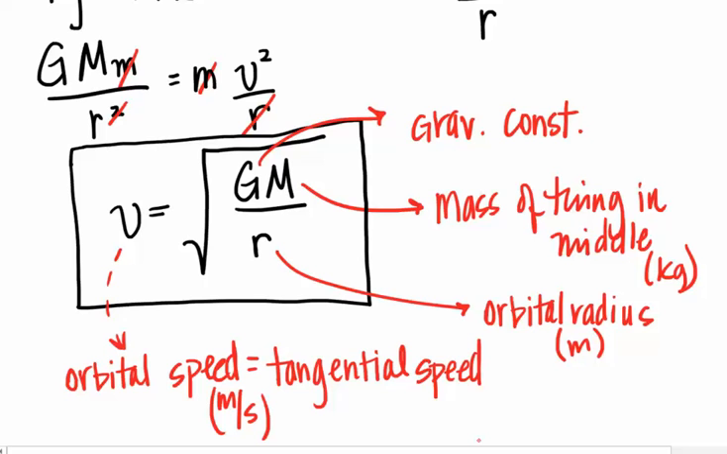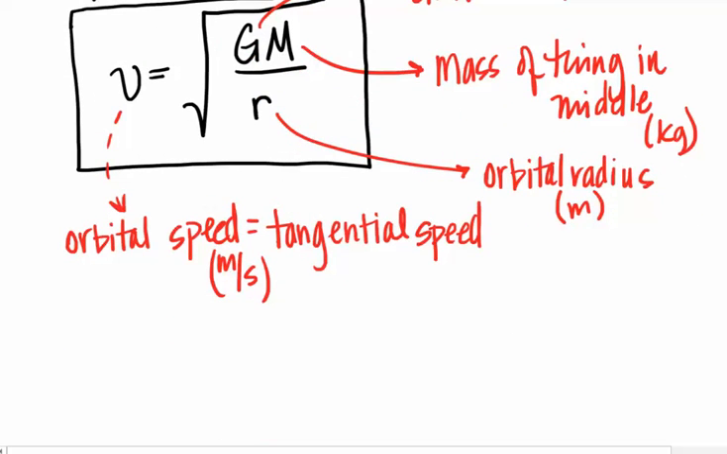And tangential speed is in meters per second. G stands for the gravitational constant. Capital M is the mass of the thing in the middle. So that's the planet that's in the middle, if you're looking at a satellite or a moon that's orbiting. It could be the sun if you're looking at the Earth orbiting the sun. And R is the orbital radius, so from the center of mass to center of mass. Center of mass to center of mass. It's really important. Okay, so maybe I can watch some moons orbit a planet and figure out their orbital speed.